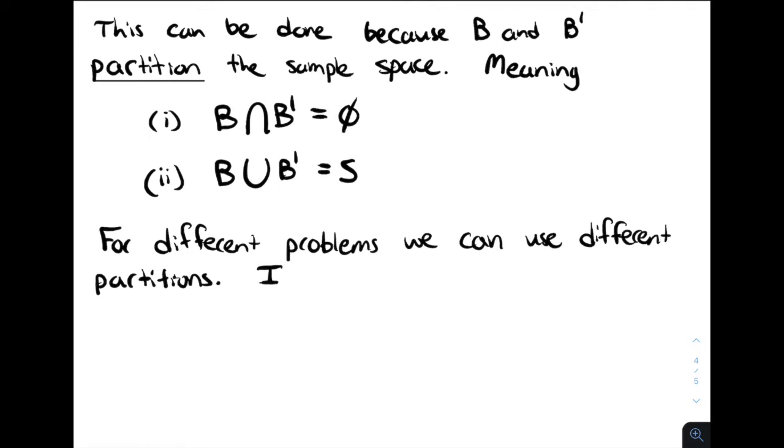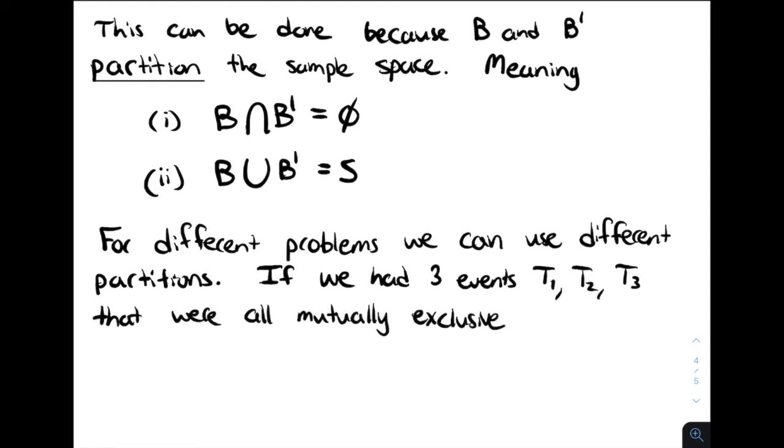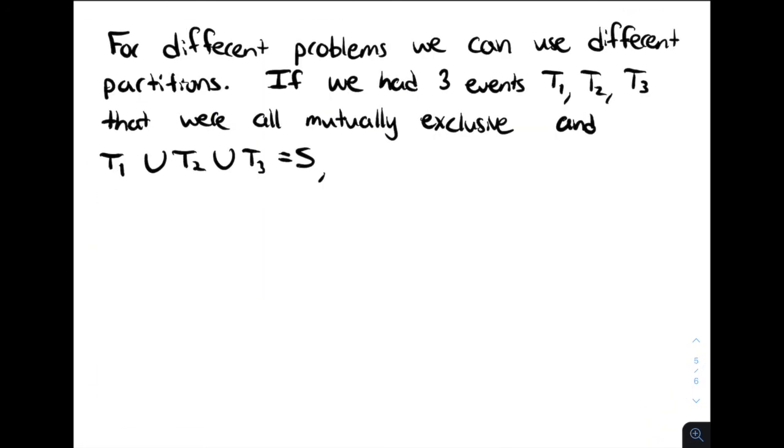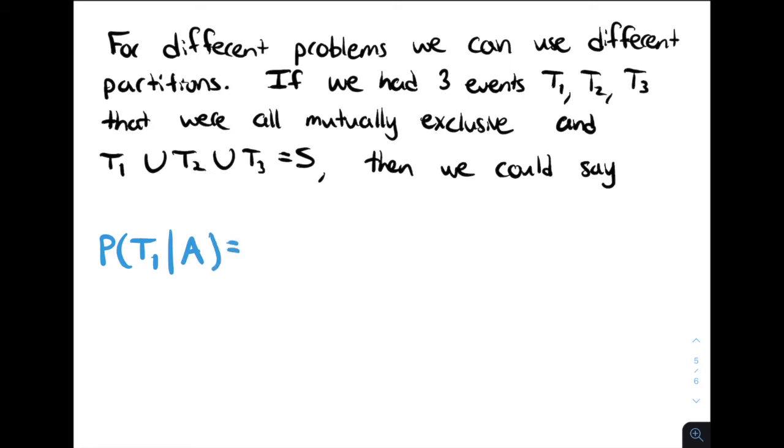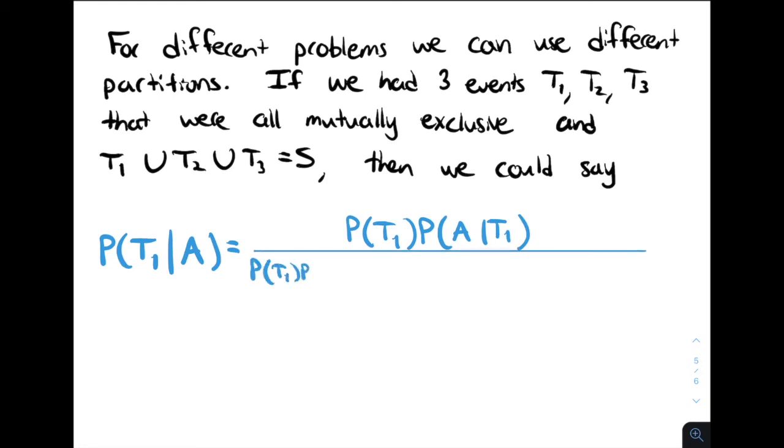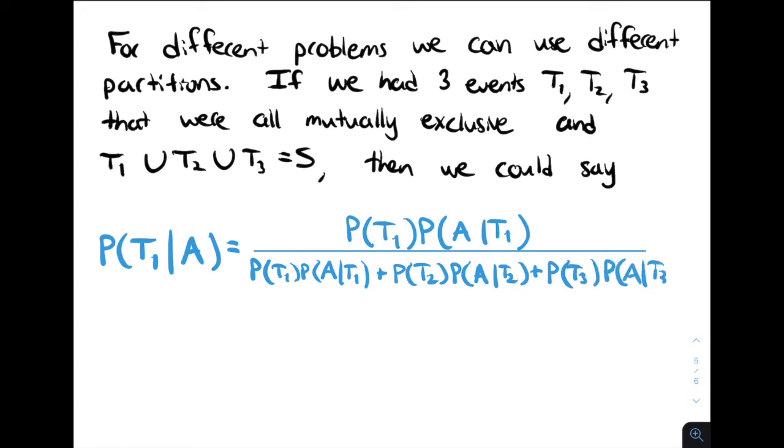If there were three events, T1, T2, and T3, that were all mutually exclusive, and their union was the entire sample space, then we could say that the probability of T1 given A was equal to the probability of T1 multiplied by the probability of A given T1, divided by the probability of T1 times the probability of A given T1, plus the probability of T2 times the probability of A given T2, plus the probability of T3 times the probability of A given T3.